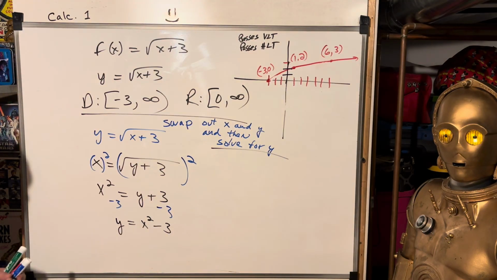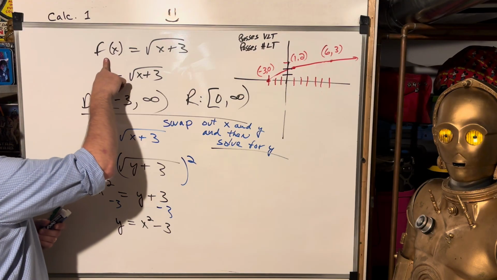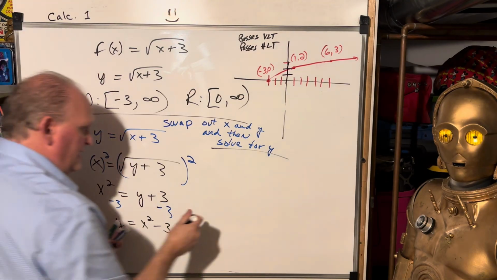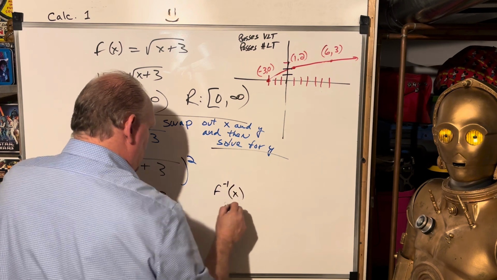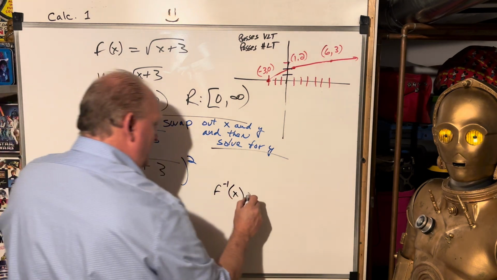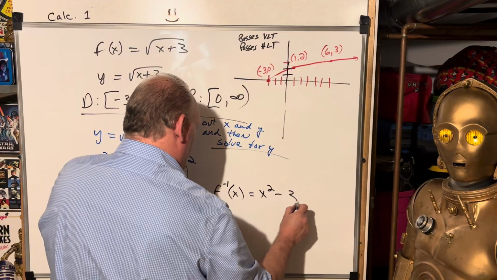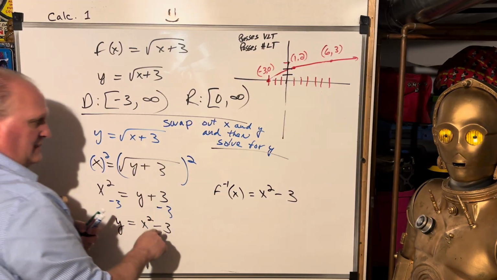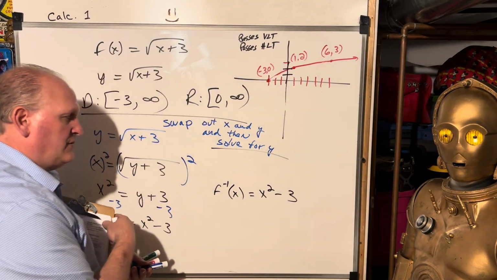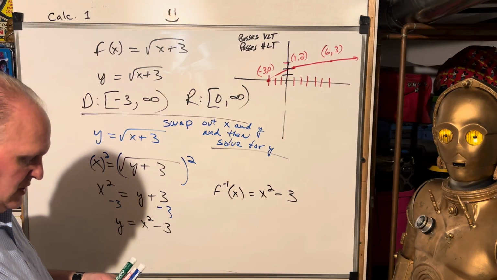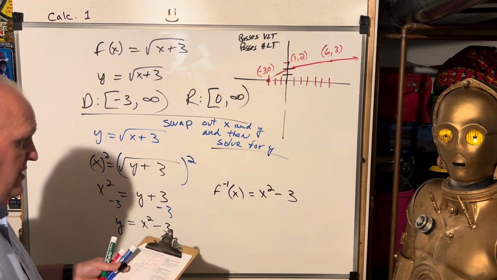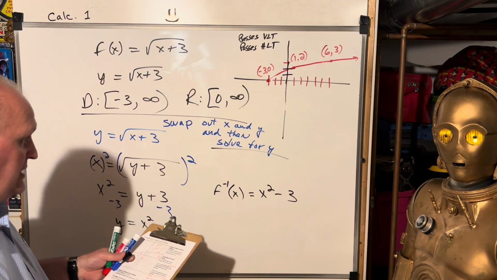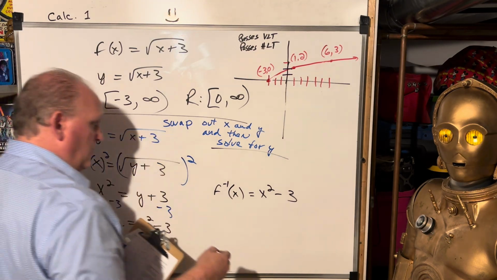So I got y equals x squared minus 3. Now, if my original function was f of x, I will call this f inverse of x. So I'll put a little -1 on there. That way it won't be confusing with the y's. All right, so there is my inverse function. What is that going to look like? Well, the domain and the range are going to be swapped out.